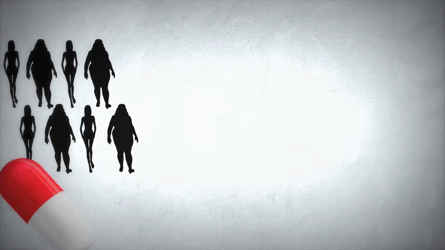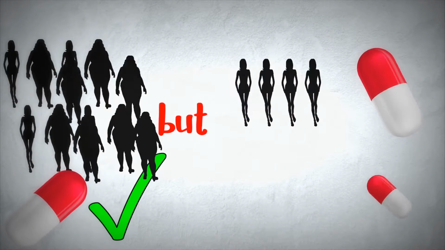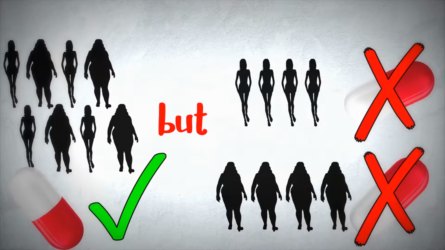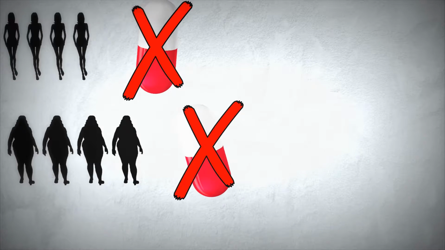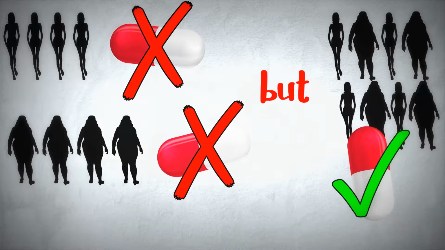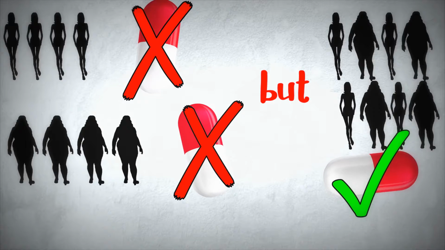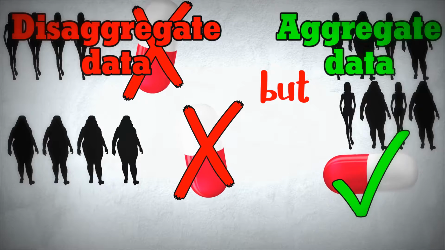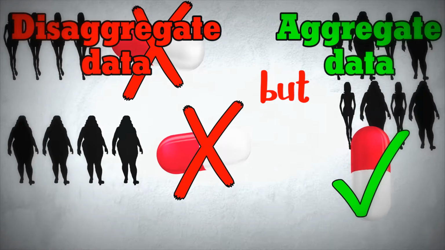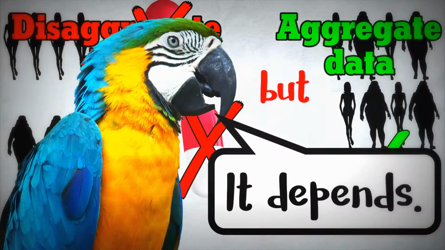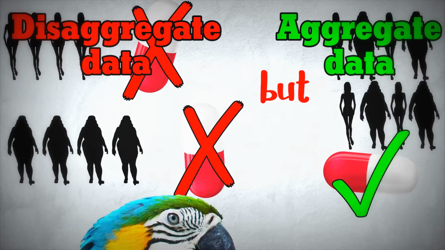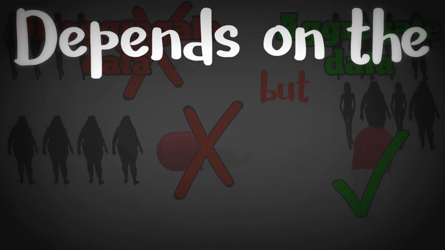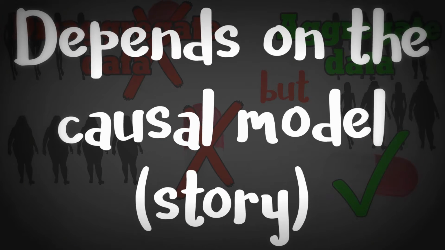Simpson's paradox. What is true of the overall population is not necessarily true of any individual subpopulation. Conversely, what is true of every individual subpopulation is not necessarily true of the overall population. So, which data should we use? The aggregate or the disaggregate data? The economist's answer to every question is, it depends. Which also happens to be the answer here. Which data we use depends on what we believe to be the causal model or story behind the data.